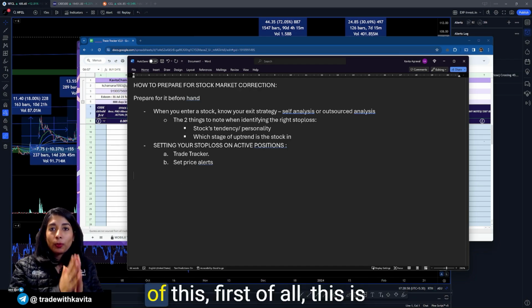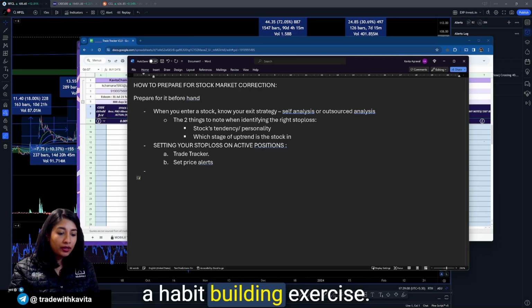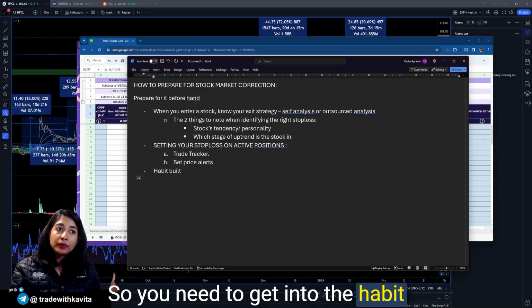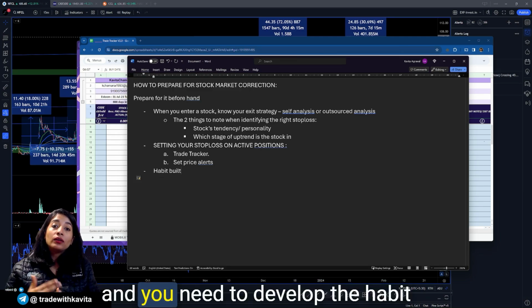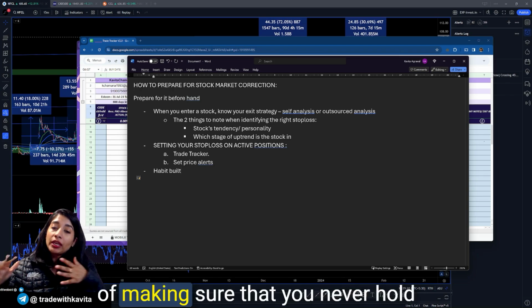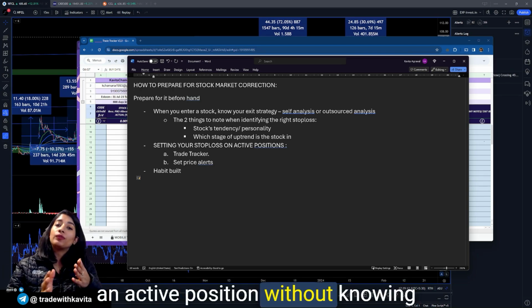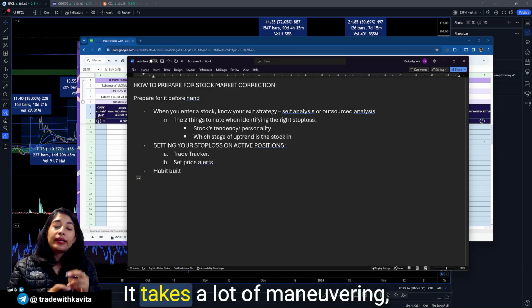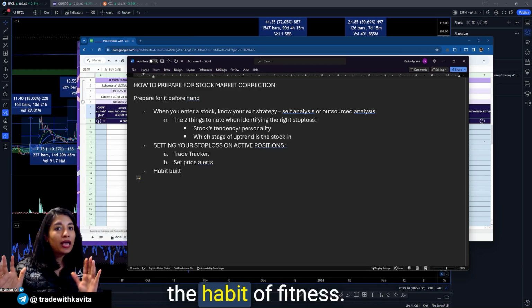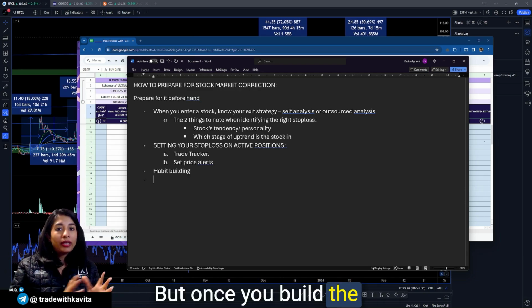So when you are on top of this, first of all, this is a habit building exercise. So you need to get into the habit of maintaining your trade tracker, and you need to develop the habit of making sure that you never hold an active position without knowing the proper exit strategy for it. It takes a lot of maneuvering. It's the same as building the habit of fitness. But once you build the habit, what will happen?